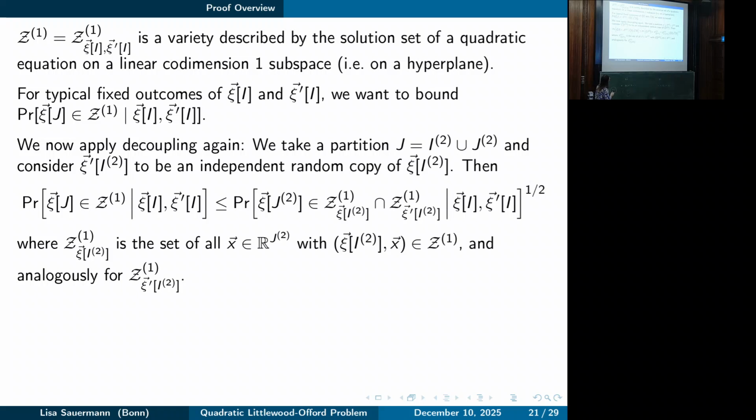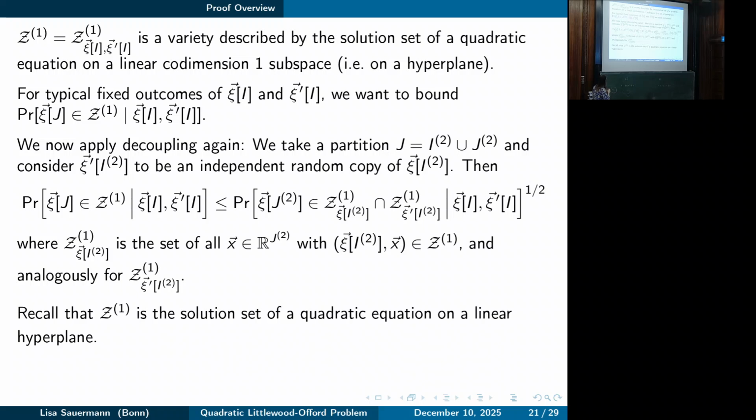So again, this probability can be bounded by the probability that it works between I2 and J2 and xi I2, and simultaneously between J2 and xi prime I2, and then with a half here. Just to explain this notation, which is maybe suggestive, this variety here denotes the set of all possible vectors with entries in R indexed by J2, where this lies in the Z1 thing, and analogously for that. It's what you think it is.